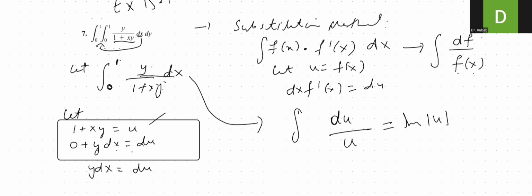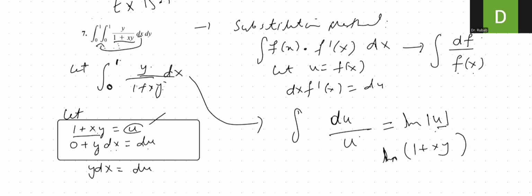So we come back to our question, right? According to this question, I have let u equal 1 plus xy, and then y dx becomes du, and this is my answer. So I replace u with its original value, 1 plus xy. Okay, natural log of 1 plus xy, right?